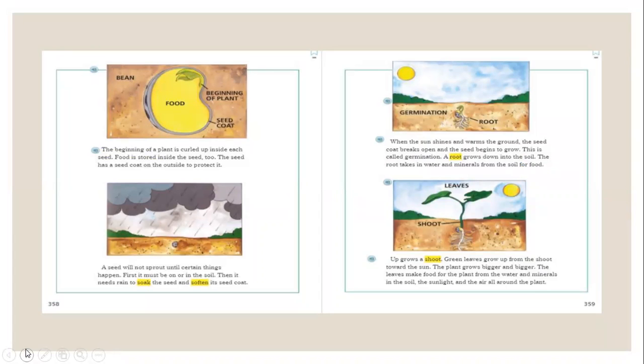A root grows down into the soil. The root takes in water and minerals from the soil for food. Up grows a shoot. Green leaves grow up from the shoot towards the sun. The plant grows bigger and bigger.